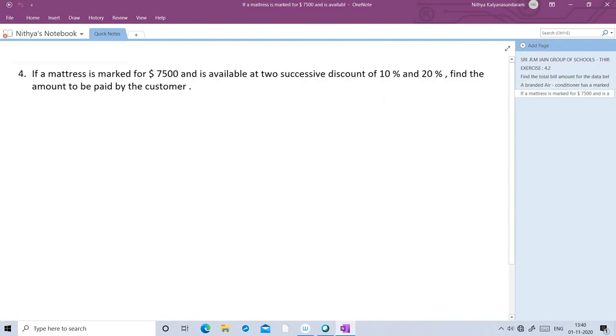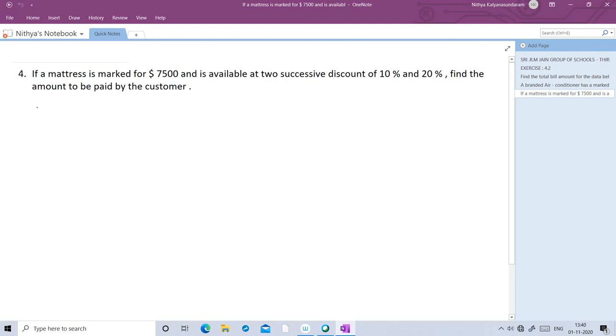Next question. If a mattress is marked for rupees 7,500 and it's available at two successive discounts of 10% and 20%, find the amount to be paid by the customer. Discount 1 is 10% and discount 2 is 20%. The marked price is rupees 7,500.